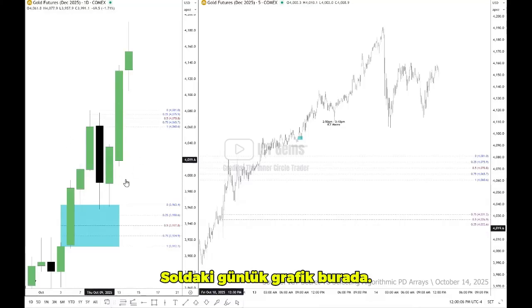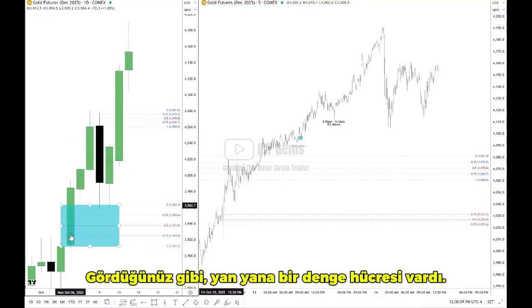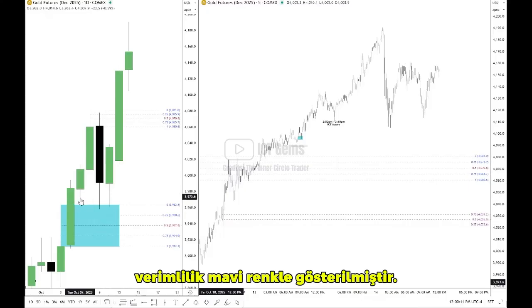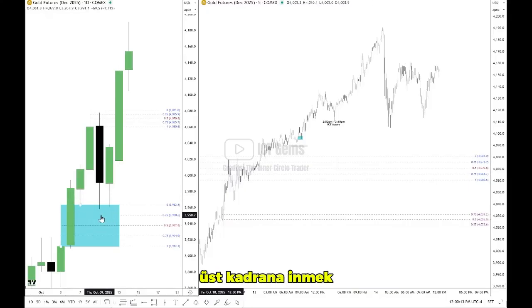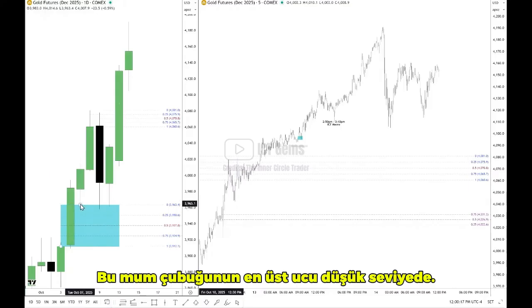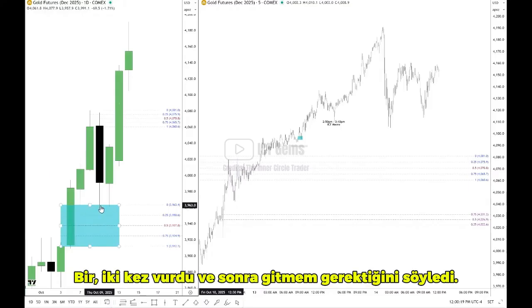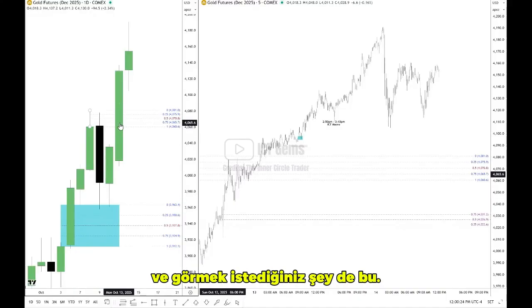The daily chart here on the left-hand side, you can see we had a buy side imbalance, sell side inefficiency. It's shaded in blue. Notice that it had no interest at all getting down to the upper quadrant. It used the top end of the, which is this candlestick's low. It hit once here, twice, and then said, "I got to go." And that is what you want to see.